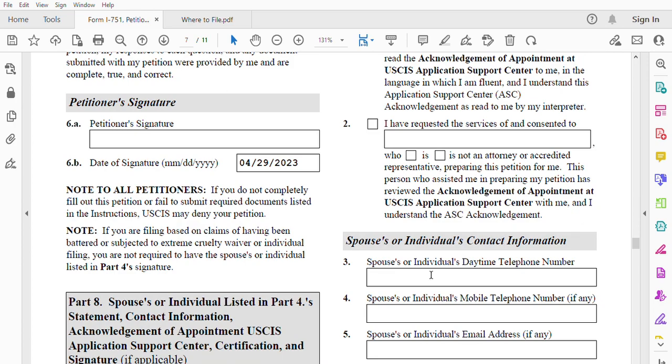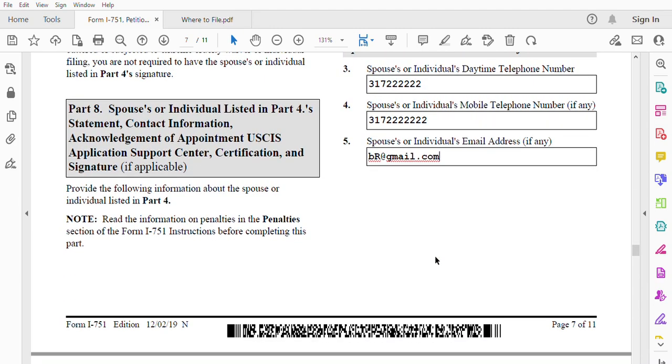Right here, the phone number for the spouse is 317, and the spouse's email is at Gmail. This part, as I said, these two parts are a little bit confusing. Please just pay attention.